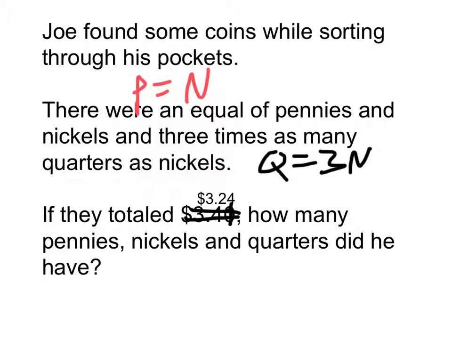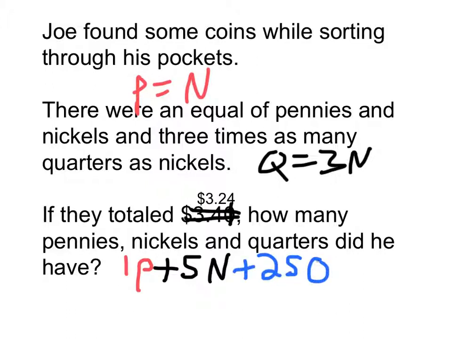So we don't know how many pennies, but we know we get 1 cent per penny. We don't know how many nickels, but we know we get 5 cents per nickel. And we don't know how many quarters, but we know we get 25 cents per quarter. And careful with what I do here at the end. That's going to make 324 because I just skipped the whole decimal stuff and I put this all in cents. So that's 324 cents here.